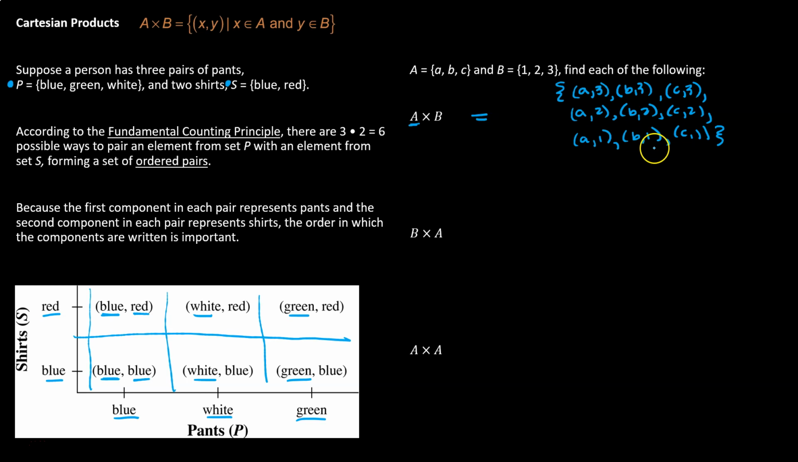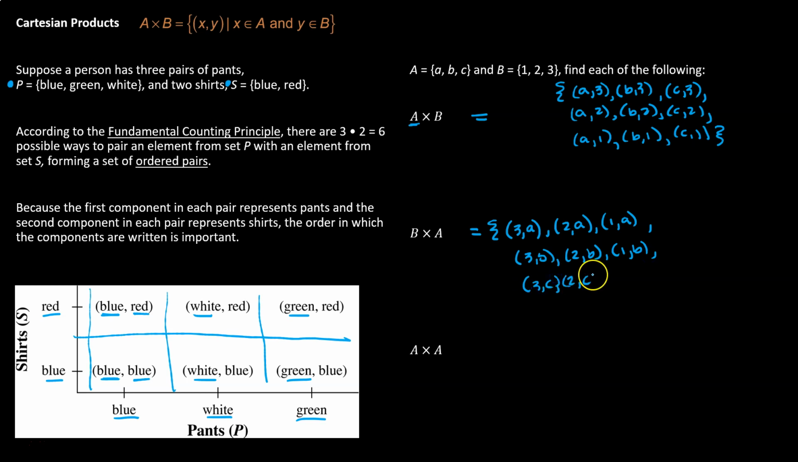of those ordered pairs. B cross A is going to have almost the same ordered pairs, but the numbers will come first. So we'll have 3A, 2A, 1A, and then we'll have all of the B's. So we'll have 3B, 2B, 1B, and then the C's, 3C, 2C, and 1C.